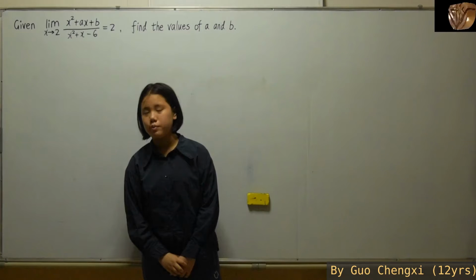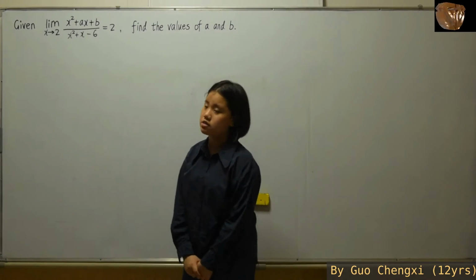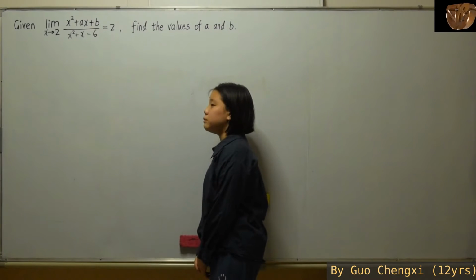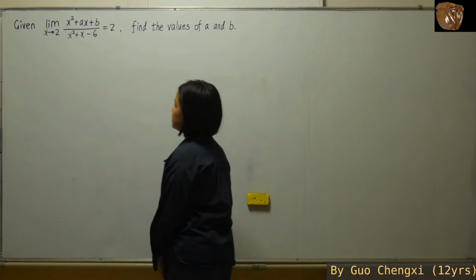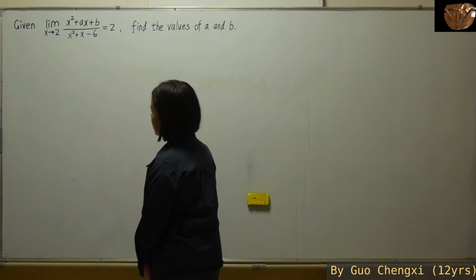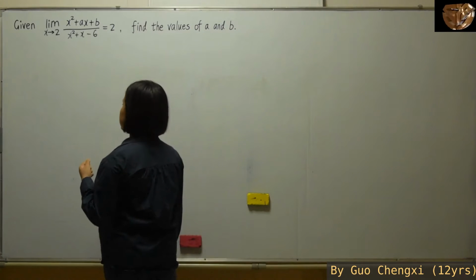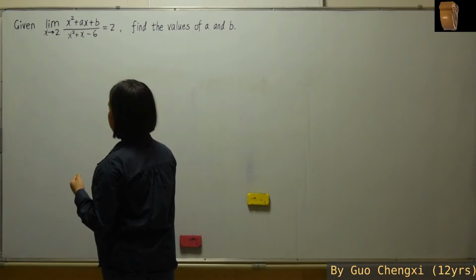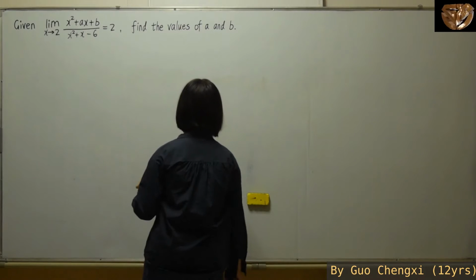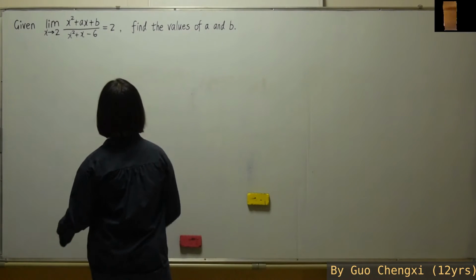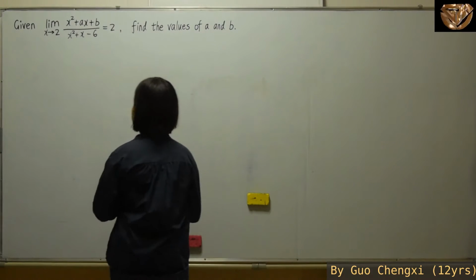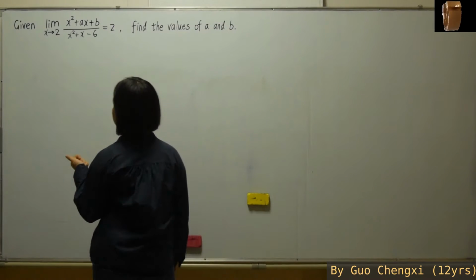For this lesson, we'll be continuing on with another lesson on methods of limit calculations. We have another example. Just like every other example we have done thus far, for this kind of question we'll be using three methods.